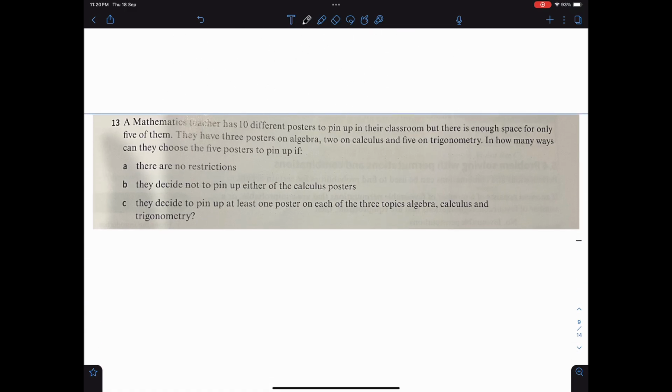So now we're on to this question. The mathematics teacher has 10 different posters, but you can only put up 5 of them. He's got 3 posters on algebra, 2 on calculus, 5 on trig. No restrictions first. It's 10 choose 5, which is 252. So, not going to put up either of the calculus posters, we can just take them out of the selection. 8 choose 5.